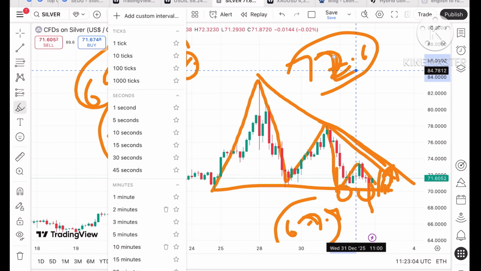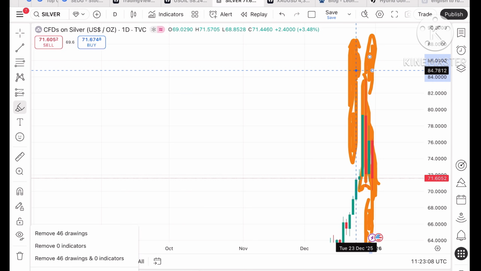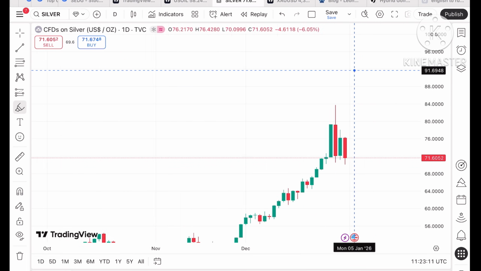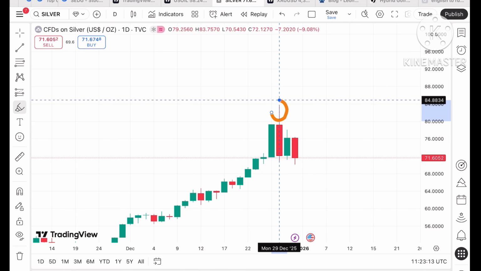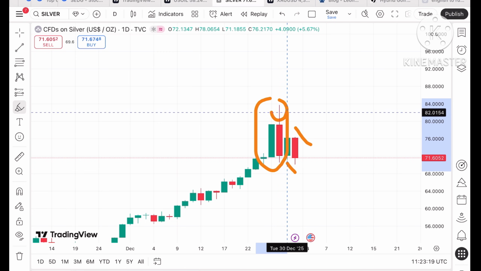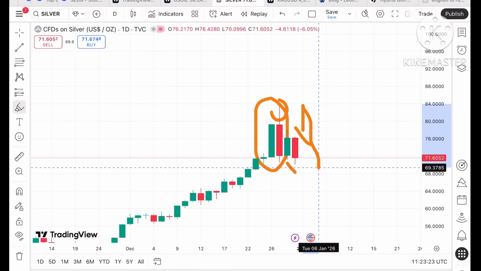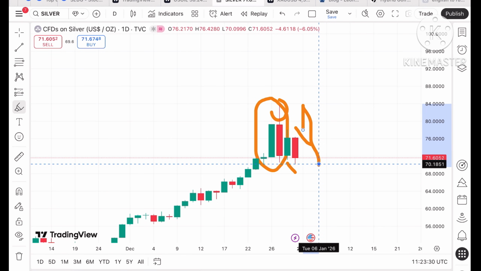Now looking at the daily chart, which is very important for you to understand: after making a high, for 2 days we have seen the price continuously down. This is a bearish engulfing. After making $84, price came down towards a level of 70. That means around a $14 movement in just 2 days.